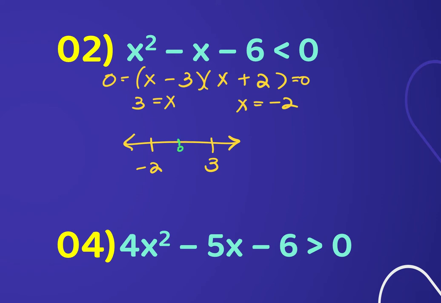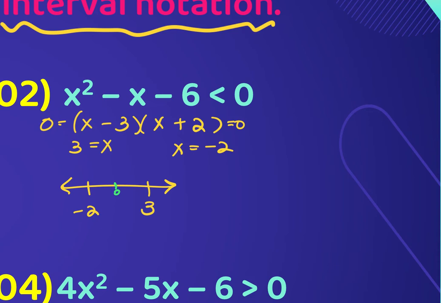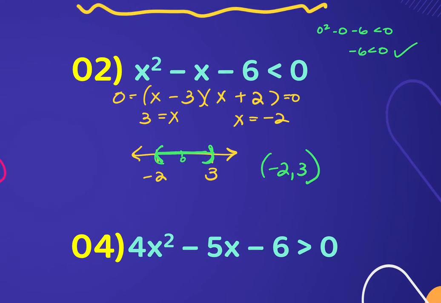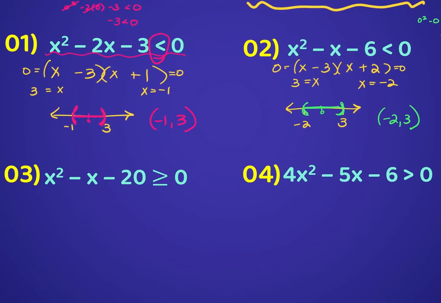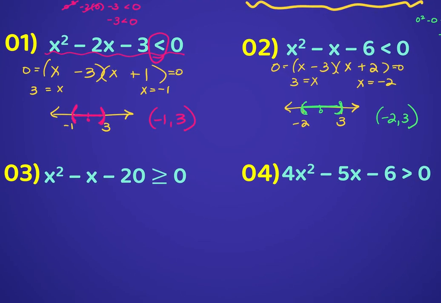0's in between again, so I'm going to use that one. 0 squared minus 0 minus 6 is less than 0. -6 is less than 0. True statement? Yep. So I shade in between again. And again, they get parentheses. -2 to 3 with a parentheses on both. Still with me? Yeah? Good.